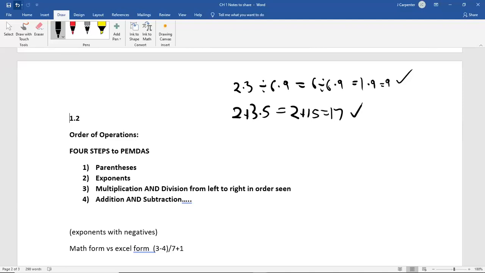So you've got to make sure that you can do this stuff without a calculator with basic arithmetic. That way you can check your calculator and understand how it operates going forward.